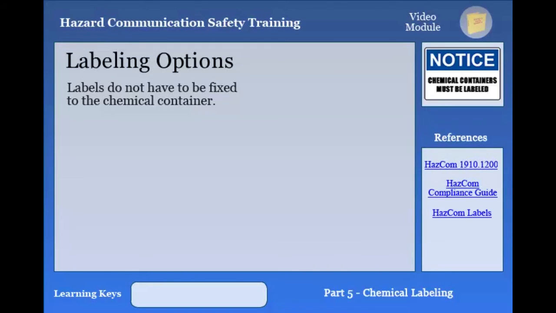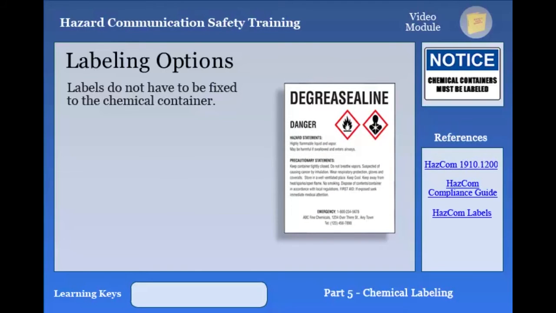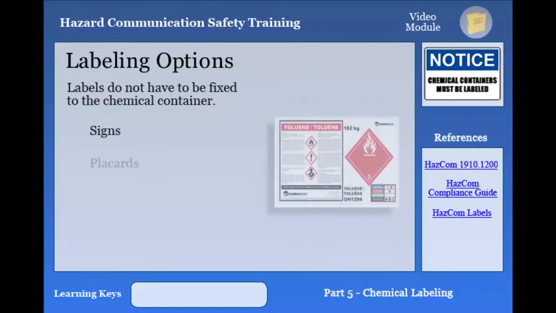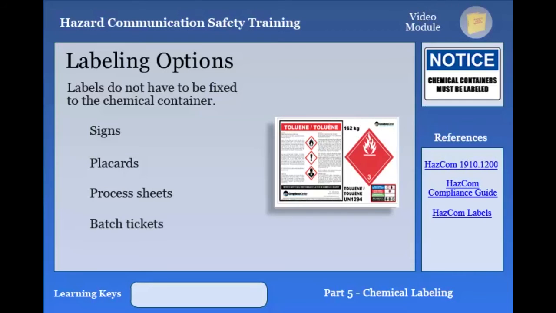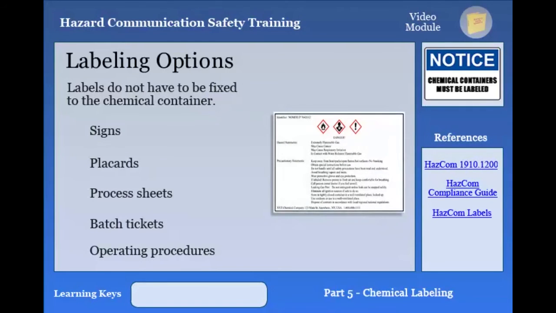Labels do not have to be fixed to the chemical container. They can be placed on signs, placards, process sheets, batch tickets, operating procedures, or other means, as long as it identifies the container it is applicable to, and contains the required hazard information.